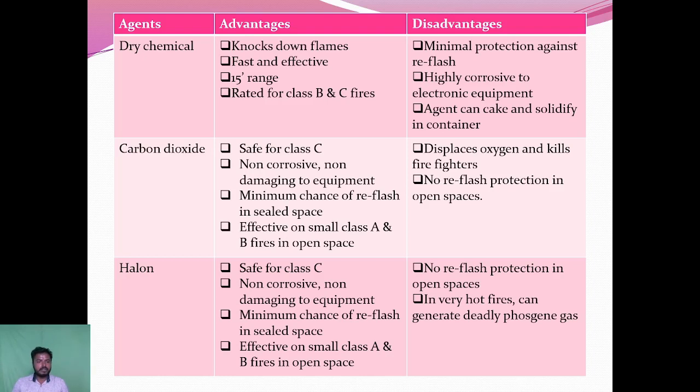Then the dry chemical powder. The advantage is knocking down flames; it is fast and effective. It shuts off the fire very quickly, with a range of about 15 feet, rated for class B and class C. Disadvantages: minimal protection against reflash, highly corrosive to electrical equipment. The agent can cake, and the dry powder can form a cake.